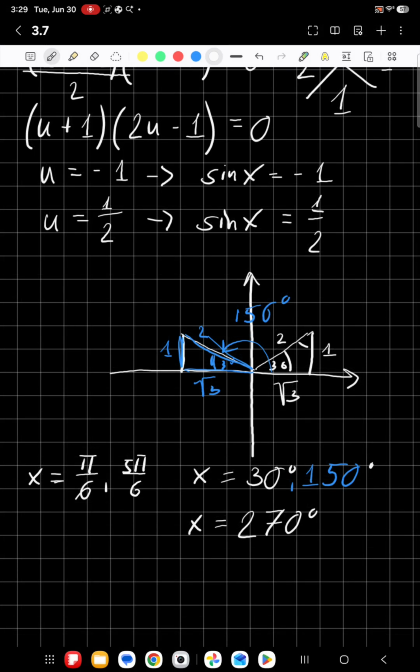Five pi over 6, and here we have x equals 3 pi over 2. Yeah, so that's it. That's the solution.